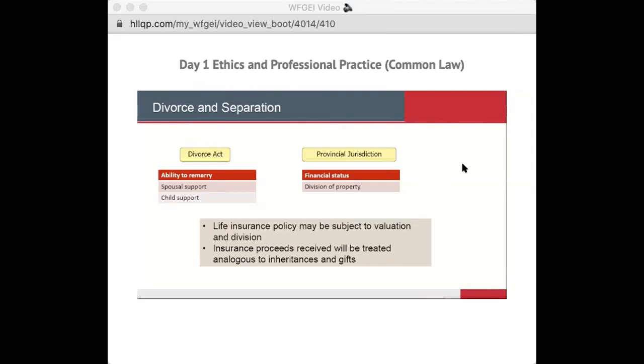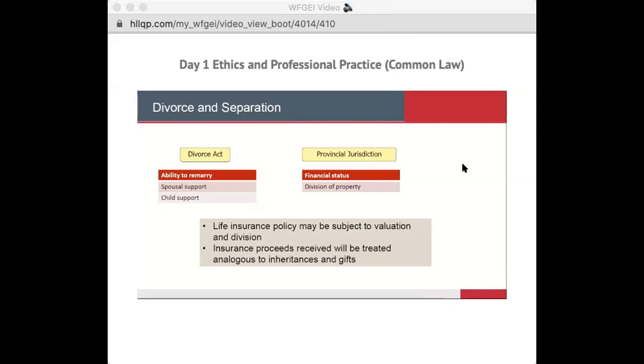Okay, the insurance proceeds received will be treated analogous to inheritance and gifts. In other words, inheritance and gifts are not considered family property. So life insurance proceeds, the death benefit, okay, will not be considered as family property. It will be considered an inheritance or a gift, basically. And so therefore, it will not be subject. However, the cash value in the policy while the client is alive, that could be subject to valuation as family property. But the death benefit, it definitely is not.